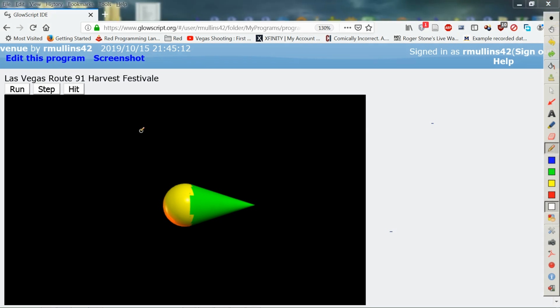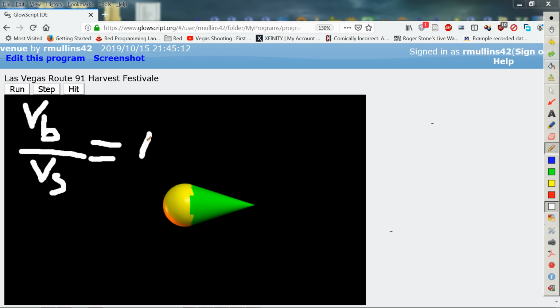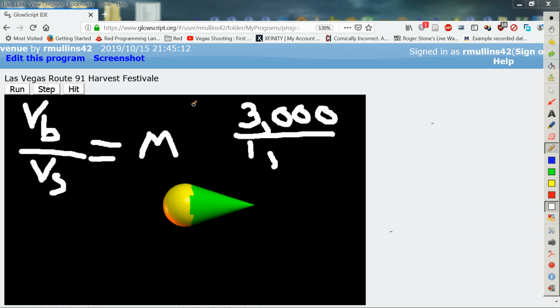So let's talk about the speed of the bullet, okay, divided by the speed of sound. And that's typically what we call the Mach number, big M. Okay, so if your bullet's traveling at 3,000 feet per second, let's say, and your speed of sound is 1,000, then our Mach number is going to be 3. I'll just write right here.